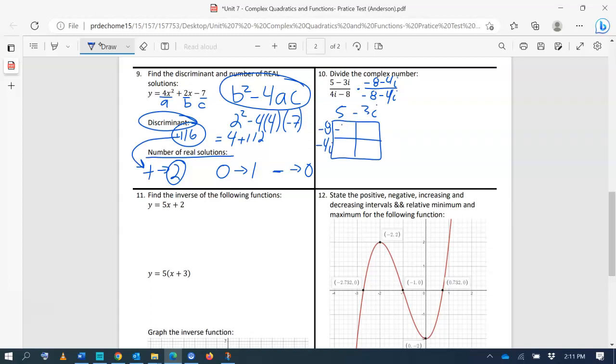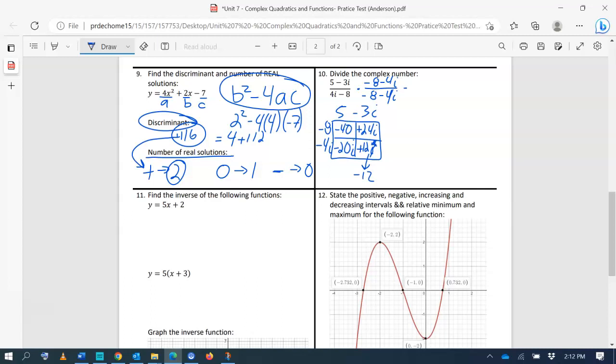Negative 8 times 5 is negative 40. Negative 8 times negative 3i is positive 24i. 5 times negative 4i, negative 20i. It looks funky. Sorry, let's see if I can erase that. There we go. And then finally, negative 4i times negative 3i is positive 12i squared. And the 12i squared becomes a negative 12 because that i squared becomes a negative 1. And that changes our positive 12 to a negative 12.